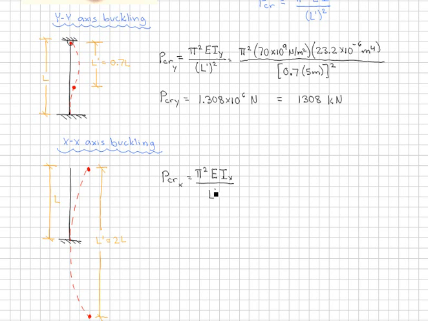We'll substitute in our values. We know pi. The modulus of elasticity is not going to change. It's still 70 times 10 to the 9th newtons per meter squared. And now we want to be careful to substitute in the moment of inertia value for the x-axis, which is given to us as 61.3 times 10 to the minus 6th meters to the 4th. And this is divided by the effective length, and our effective length is 2 times the original length of 5 meters.